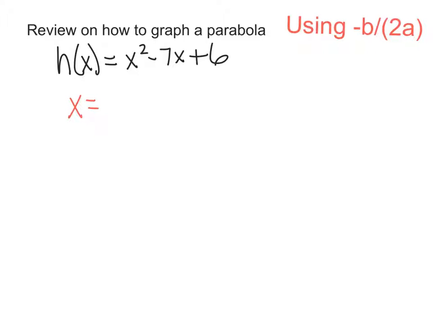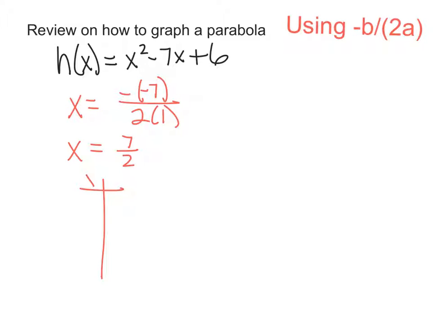X equals, well, negative b, that would be negative 7 divided by 2 multiplied by 1, which would give us an x value of 7 halves. Now, from there, we can make our t-table. So we know 7 halves is 3.5. That's going to be in the center. Let's plug in 0 and 1.